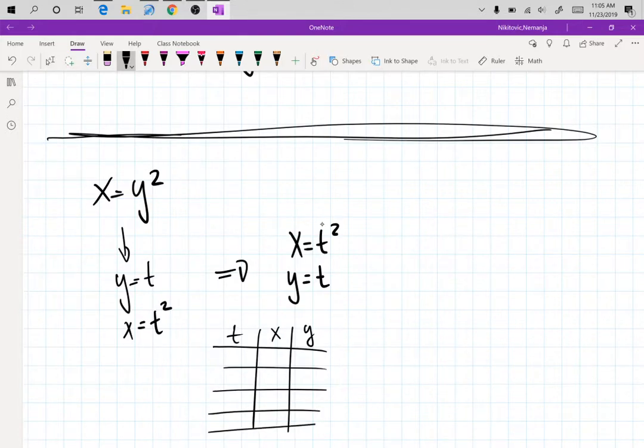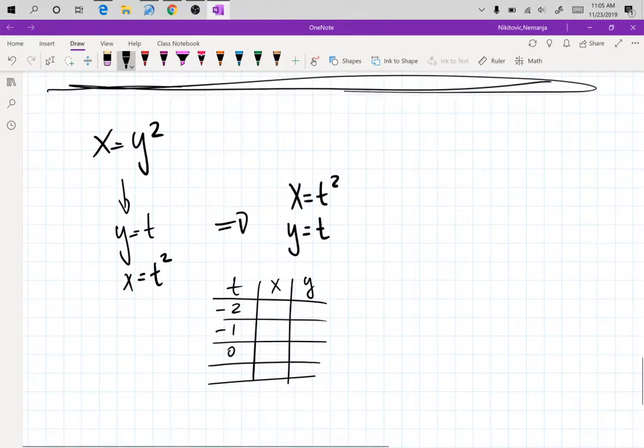T, x, and y. Pick t from, let's say, -2 to 2, and you can calculate your x and y. So all the x's are squares: 4, 1, 0, 1, 4. And all the y's are the same as t's: -2, -1, 0, 1, and 2.